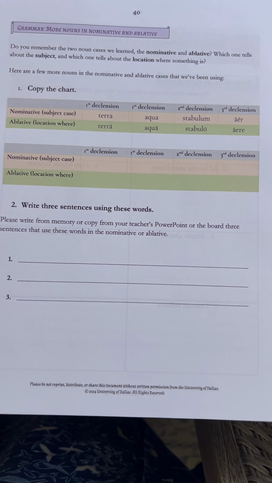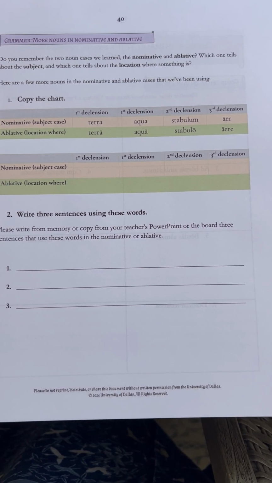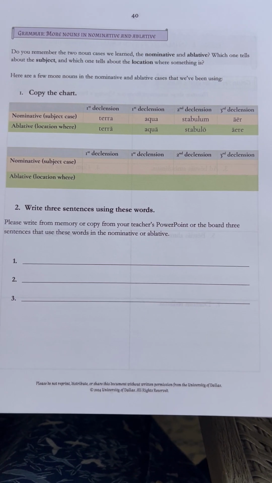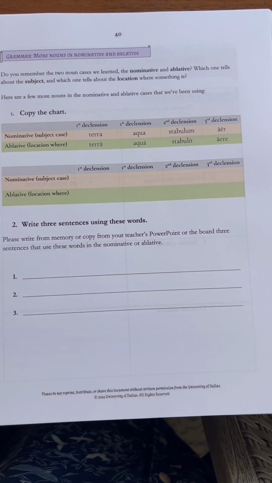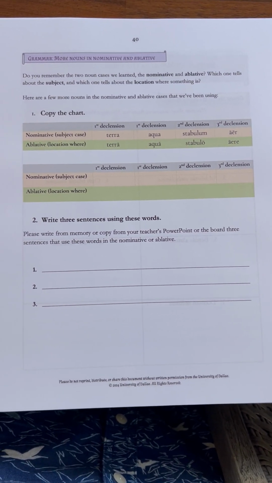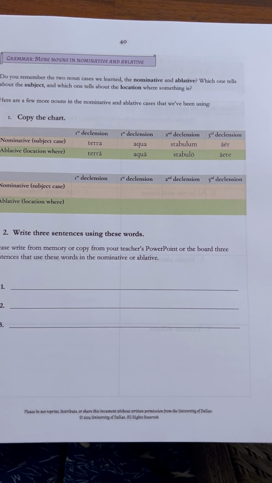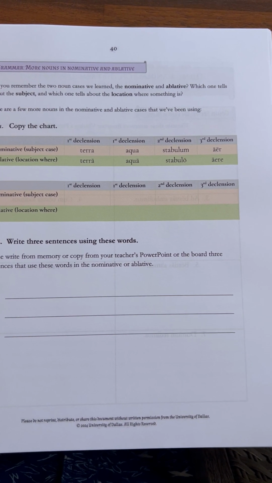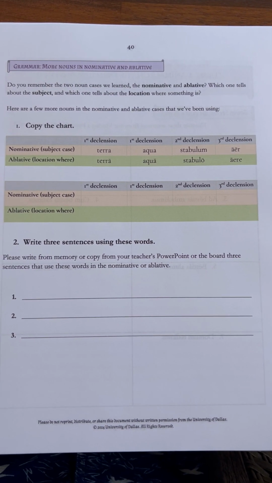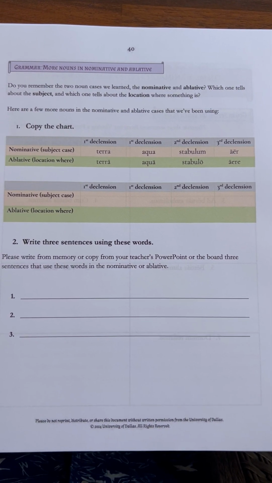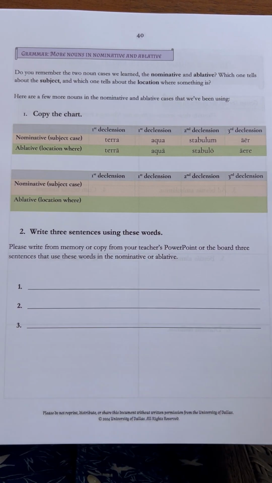All right, so the nominative and the ablative. One tells about the subject, the one that does the action in the sentence, and the other one tells about the location where something is or is happening. So do you remember, is the nominative about the subject or is the ablative about the subject? If you said the nominative is about the subject, you're exactly right. And the ablative tells us where things are happening.